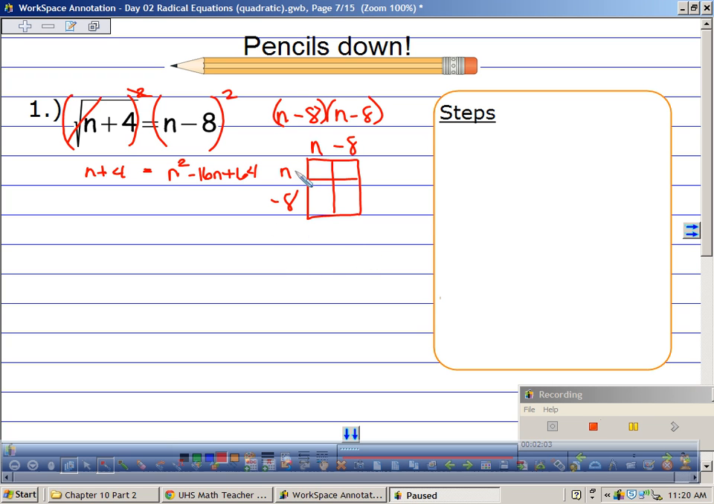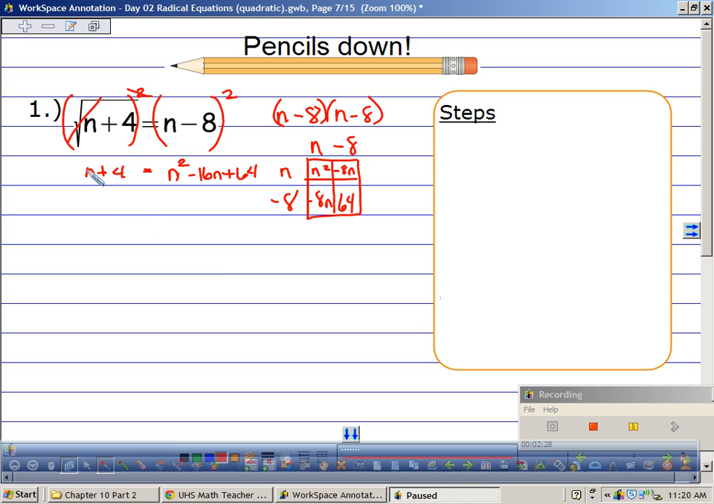Let me show you what that looks like. n times n is n squared. Negative 8 times negative 8 is positive 64. Isn't this negative 8n and negative 8n? Isn't that just doubling the negative 8 and the n together? Yeah, so that's what I did. You're more than welcome to do it this way. Today I'm going to do it this way. That looks a little bit sloppy there.